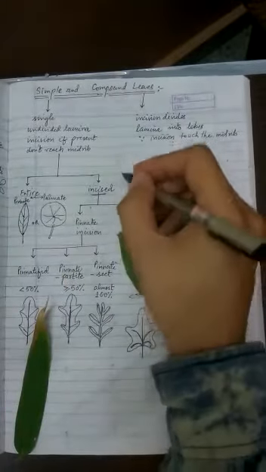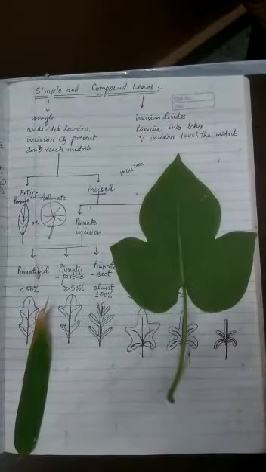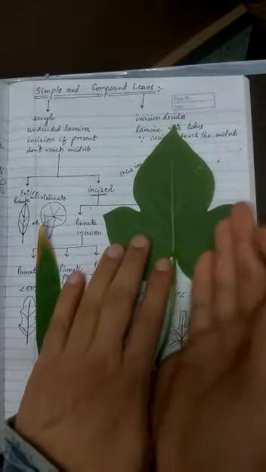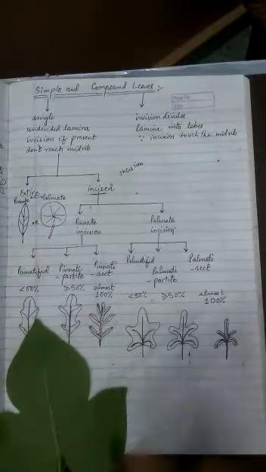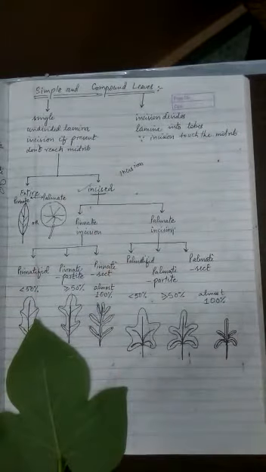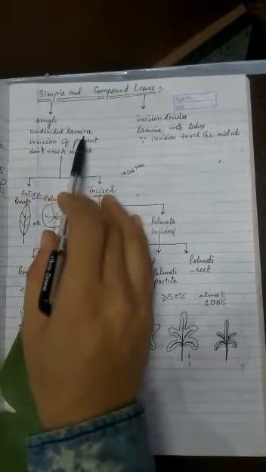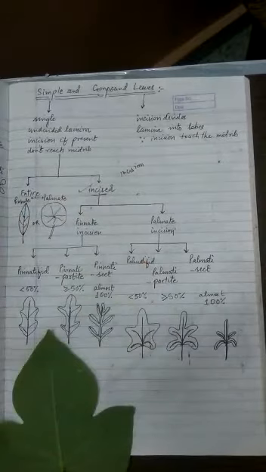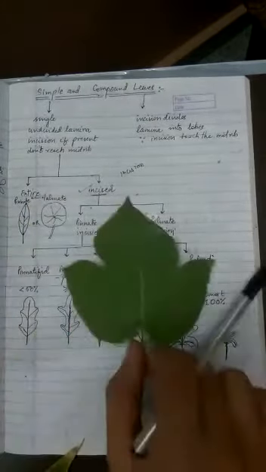What is incision? Incision means an inward growth of the margin. See, in this case the margin is entire, it runs like this. In this case the margin goes inside, then again comes outside. So this shape is called an incised leaf, but it is still a simple leaf. So a leaf having a single undivided lamina is called a simple leaf. And if there are incisions present, the incisions do not touch the midrib.